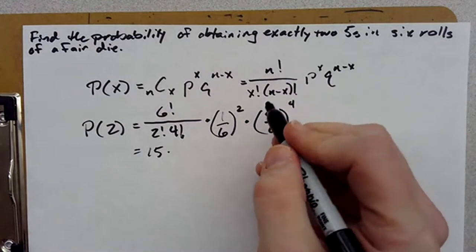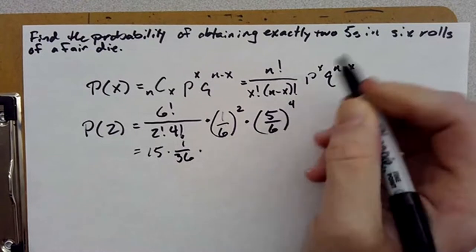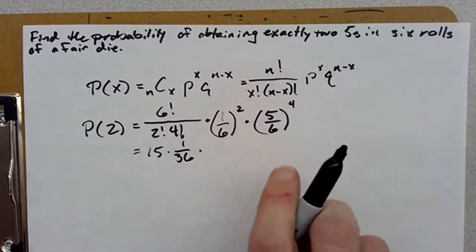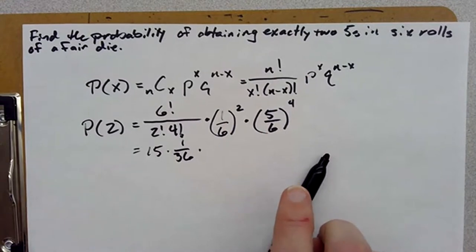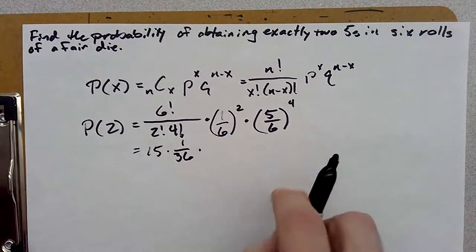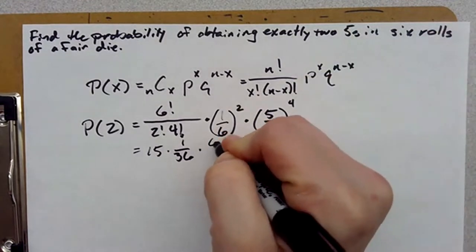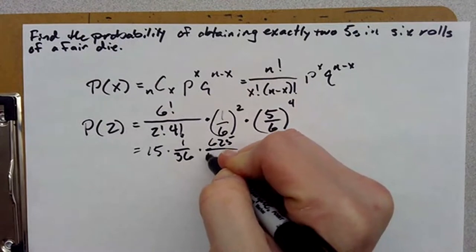1/6 squared is going to be 1 over 36 times 5/6 to the 4th. That's a little more complicated. For 5/6 to the 4th, I grab my phone. There it is. 5 to the 4th is 625 over 6 to the 4th is 1,296.